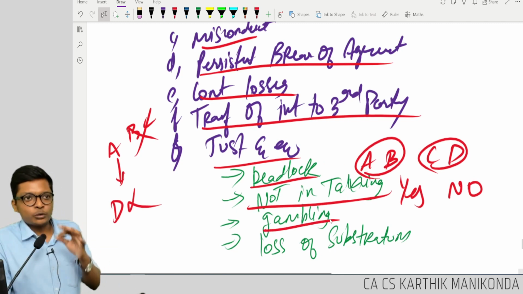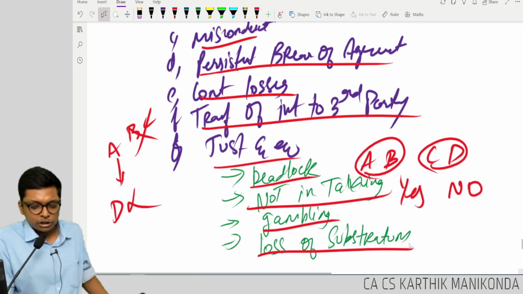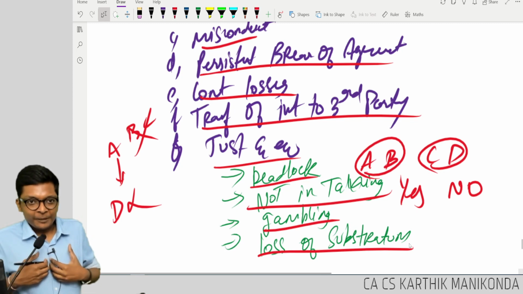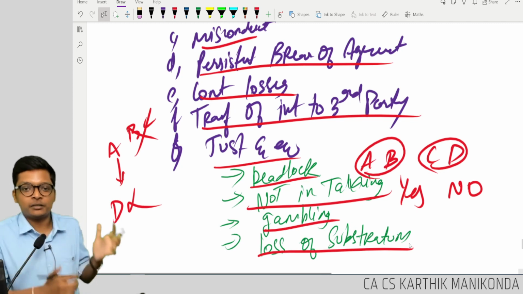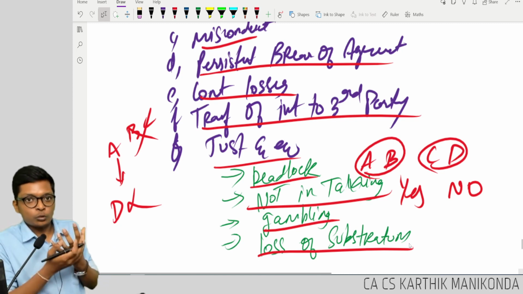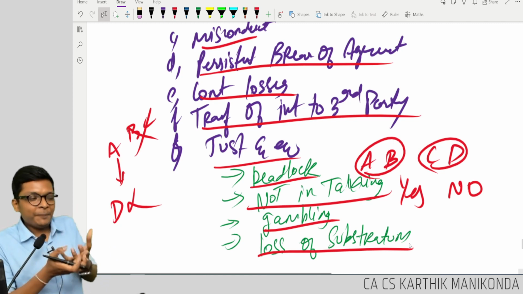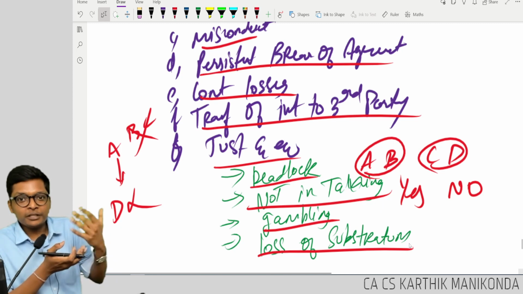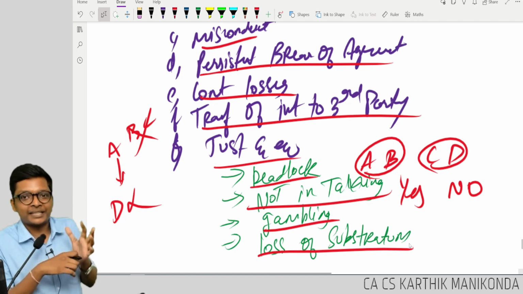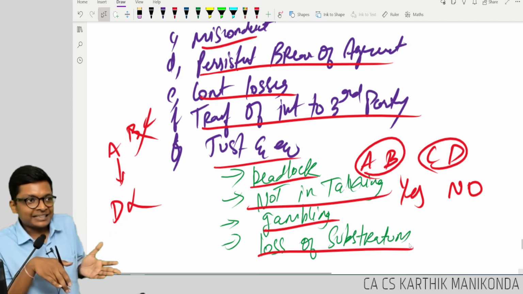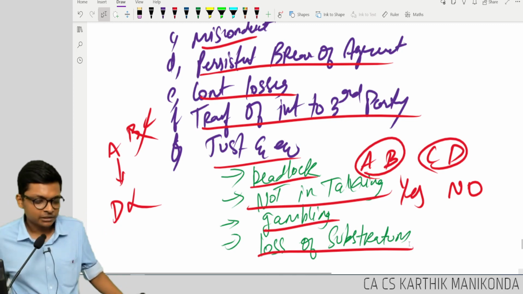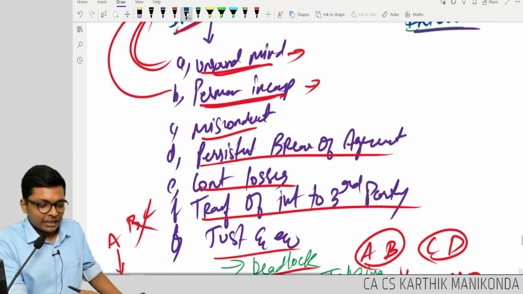Gambling: if partners are doing gambling, speculation business on the stock exchange. Loss of substratum means the purpose why I started. The purpose why I started something itself is defeated. Are you following? Understanding, guys? Substratum means what is the purpose of life, they say. Purpose of partnership is this. Now, when the purpose is not met, I started manufacturing masks and sanitizers because COVID came. Now, COVID is over. Still, I can't continue the partnership and keep manufacturing masks and sanitizer. Following, guys?